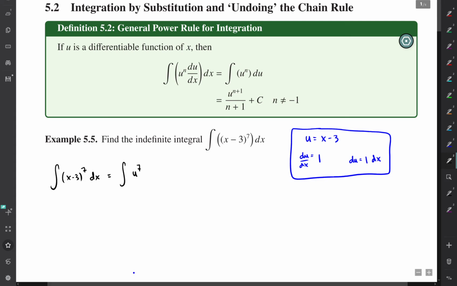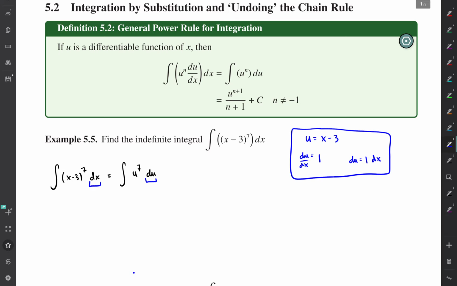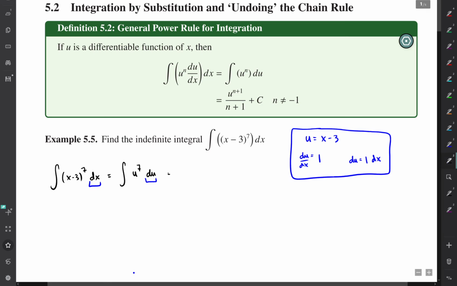So let me put this another way. du equals dx. So dx I can just replace with du, because those two things are exactly the same thing. Okay? And now you can take the integral of this. You get u to the 7 plus 1 is 8 divided by 8, and then plus a constant.